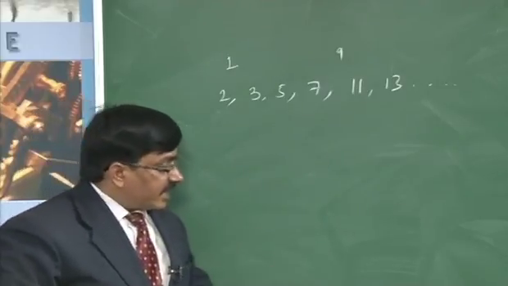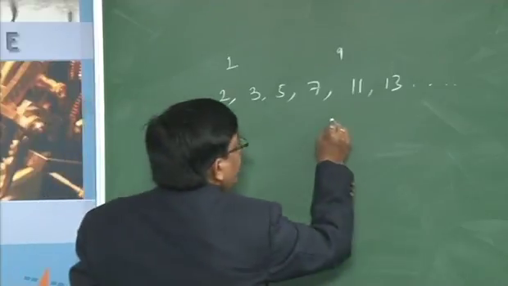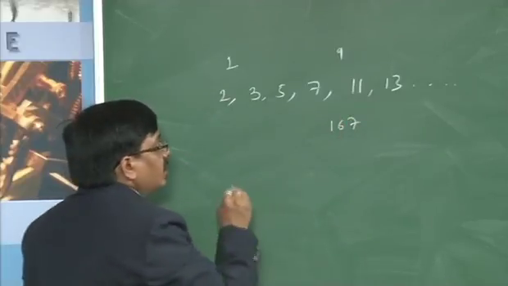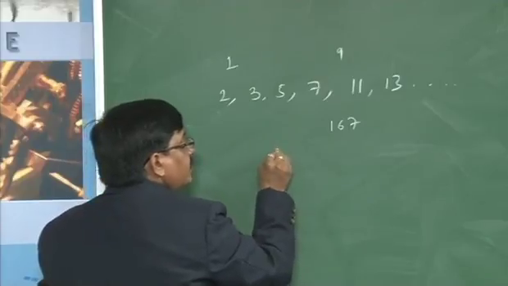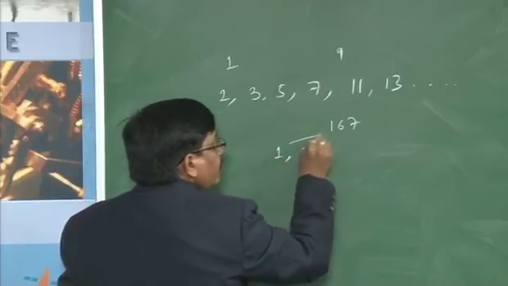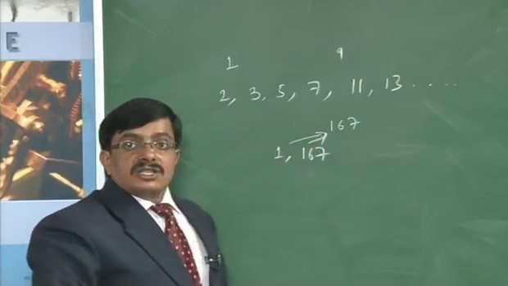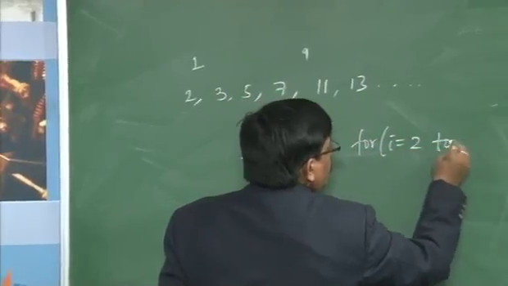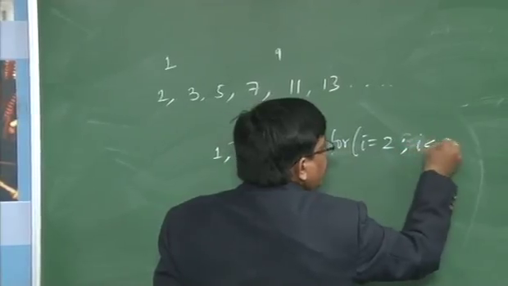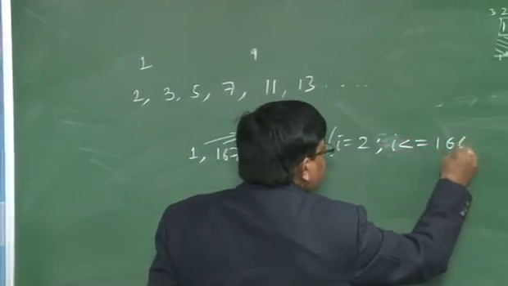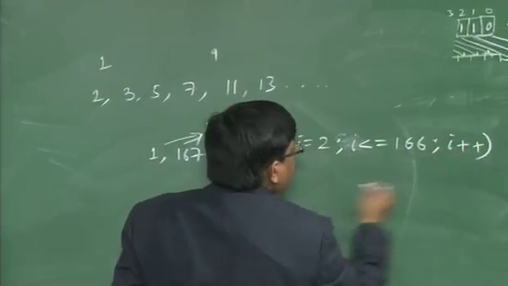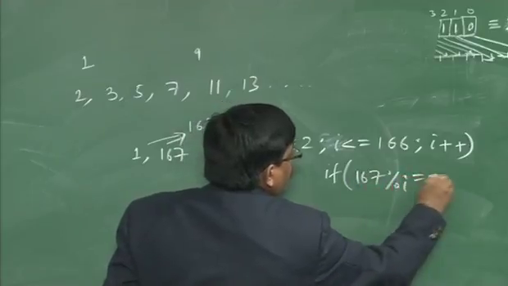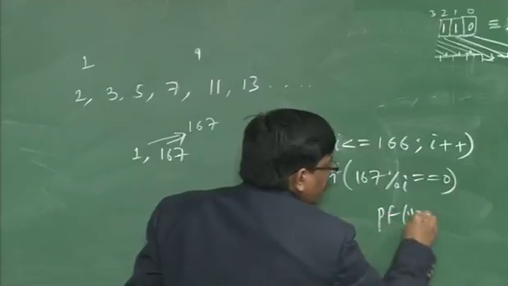Now, how to check whether a number is a prime number or not? For example, if I take the number 167, is it a prime number or not? How to check here? What logic can we apply? The number should be divisible by only 1 and 167. Apart from this, no other number should divide 167. So the logic we can apply here is to take a loop for i equal to 2, i less than or equal to 166, i plus plus. Fine. So here I can check: if 167 modulo i equals 0, print not prime.